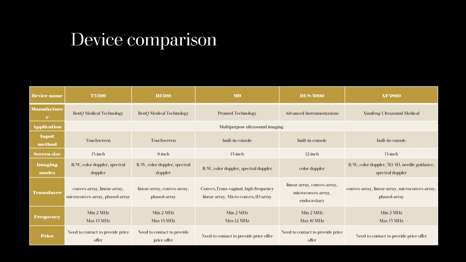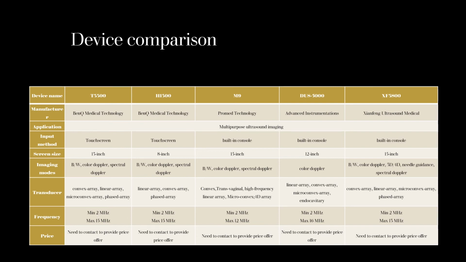Transducers: convex array, linear array, micro-convex array, and phased array. As for its frequency, it can range from 2 megahertz to 13 or 15 megahertz, as its prices for all of these devices are not available. Also for the application, all of these devices are multi-purpose ultrasound imaging devices, and all of them achieve our criteria from the hospital.